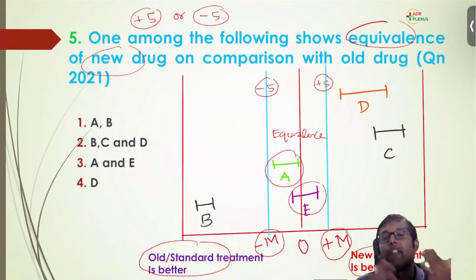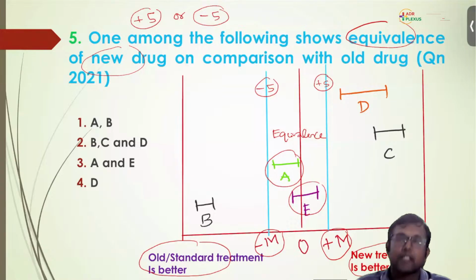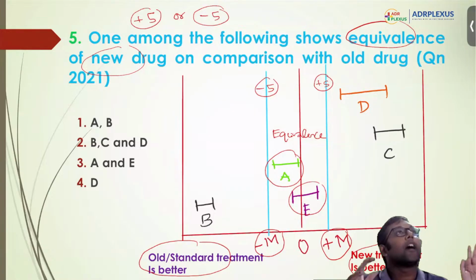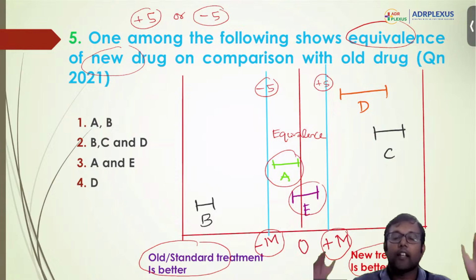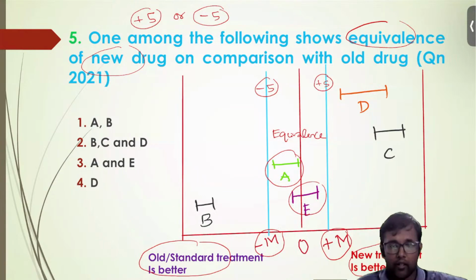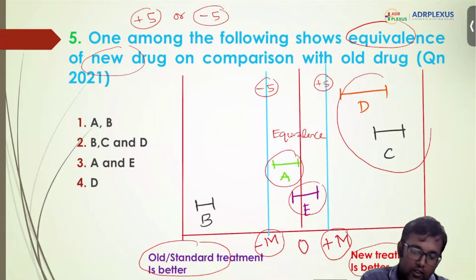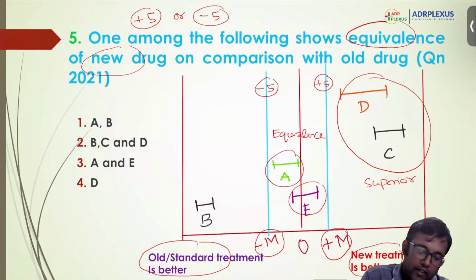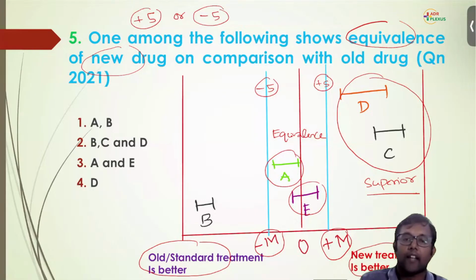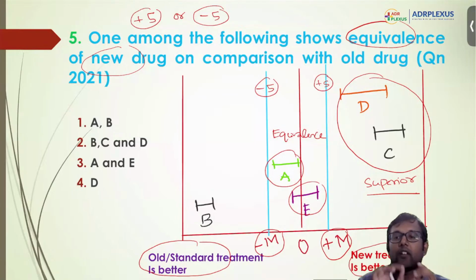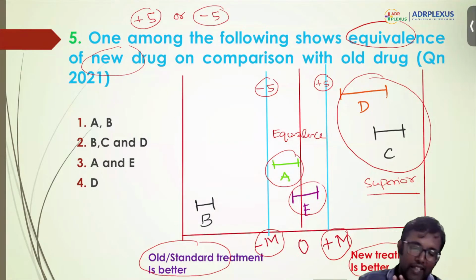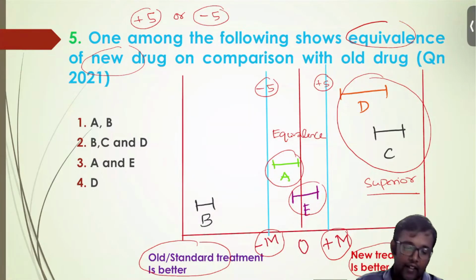But whenever India plays against maybe what team? India is playing against Oman. India will always win against Oman because India is superior to Oman. So this is called the superiority trial. India will always win by more than this margin. The match will not even go close. That is called the superiority trial. So D and C are superior, A and E are equivalent.